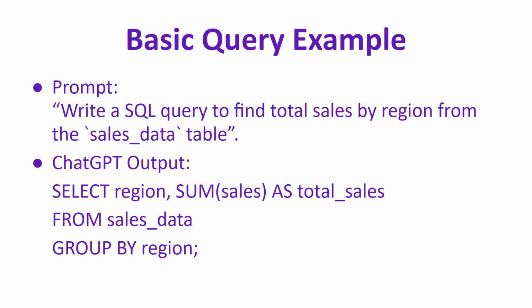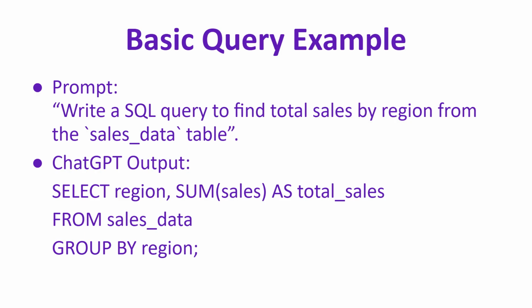The basic query example. The prompt will be: write a SQL query to find the total sales by region from the sales data table. So ChatGPT will generate output similar to: select region, sum of sales as total sales from sales data group by region. So let's move to the practical demonstration of it.